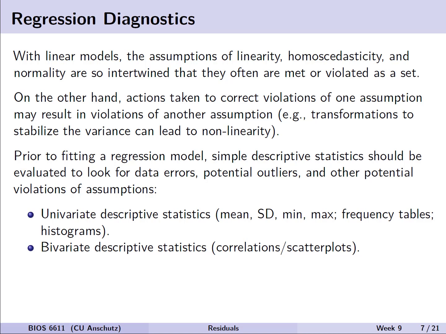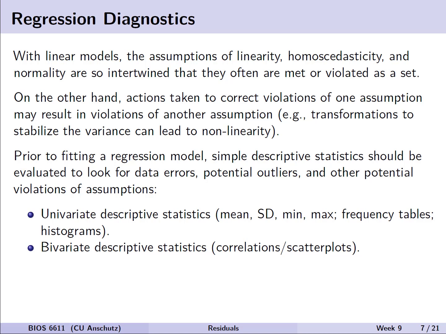One of the other things to note is that with linear models, frequently the assumptions of linearity, homoscedasticity, and normality are extremely interrelated. And so many times if one is violated, it's likely the other ones may be violated as well. However, on the flip side, actions taken to maybe correct one violation, if they're not all violated or one appears to be more violated, could result in a kind of domino effect to a violation in another assumption. For example, a transformation to stabilize the variance could potentially lead to nonlinearity, giving a trade-off of these different assumptions we're trying to meet.